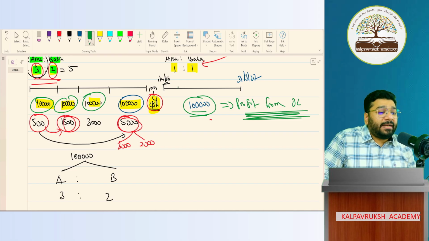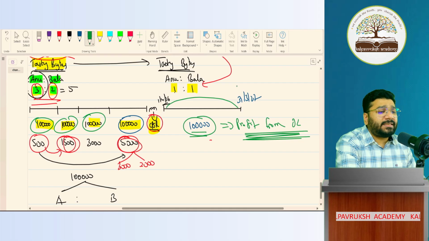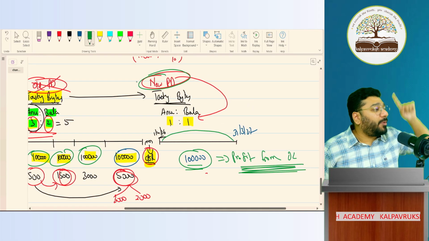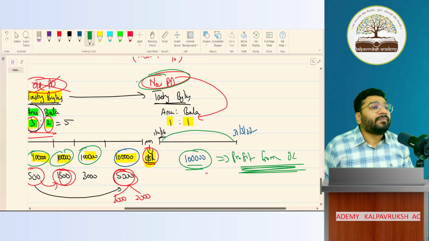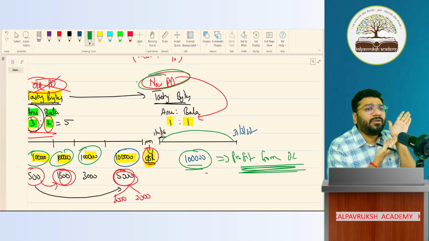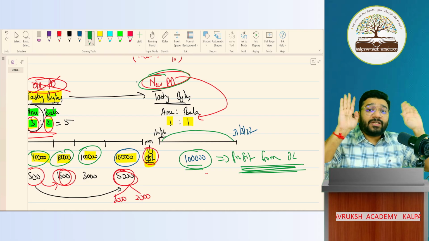As per the partnership deed, in this period, what partnership deed is existing? The new partnership deed is existing. Yes or no? So whenever you distribute the profit, in what ratio will you distribute? In the new ratio only. Got it, not got it? Because the agreement says new profit sharing ratio. So what ratio will you distribute? New profit sharing ratio only.